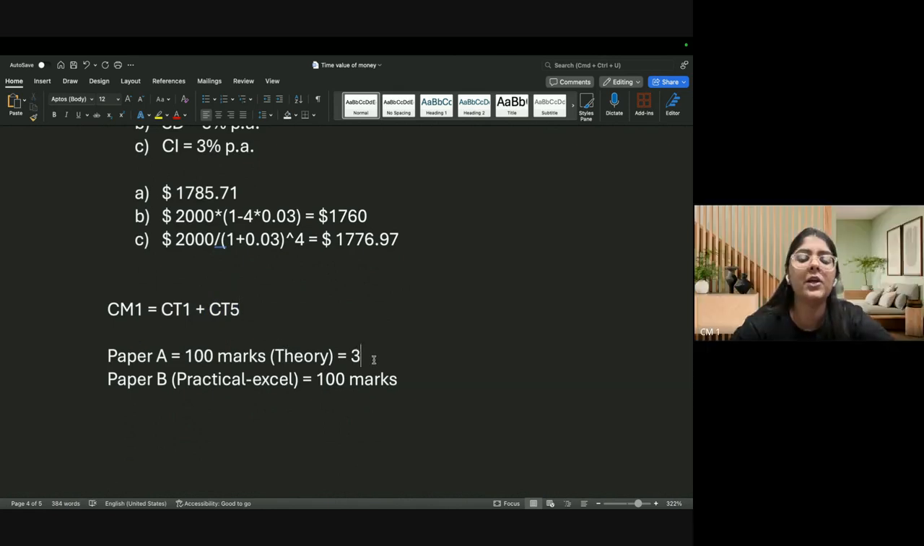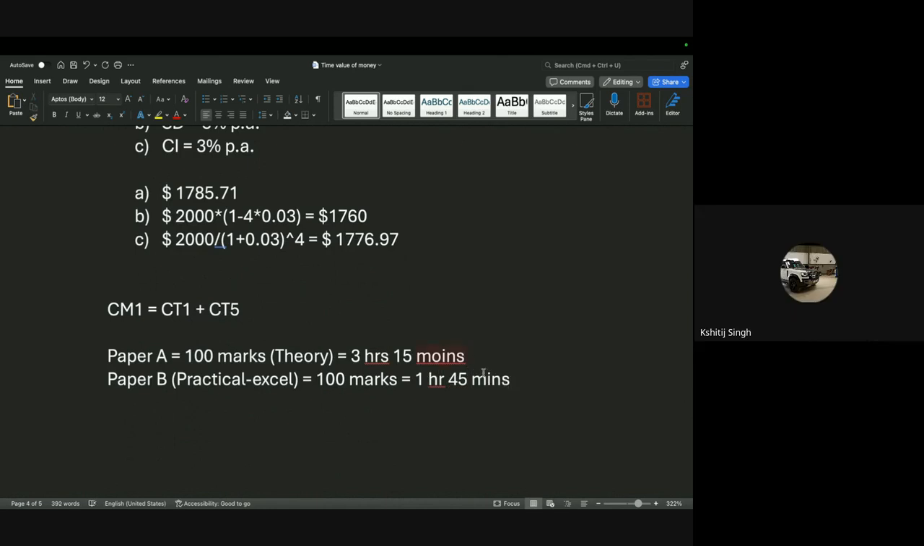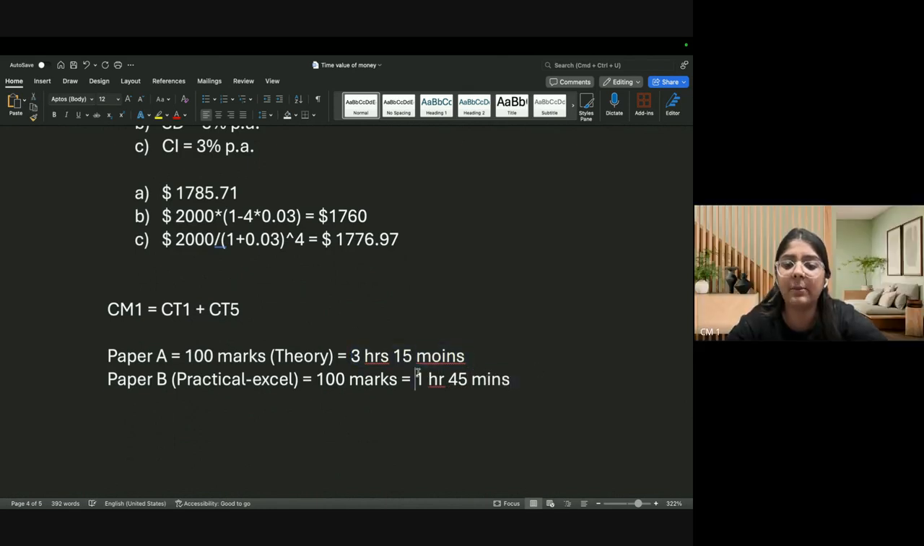So paper A, you will get 3 hours, 15 minutes. And for paper B, you will get how much time? 1 hour, 45 minutes. Right? So this is the time division. This is the paper division and marks. And what is the percentage? 70-30. So 70% of this will be taken onto your final answer, and 30% of the marks that you have scored in this will be taken as your final marks. Okay. So this is the division.